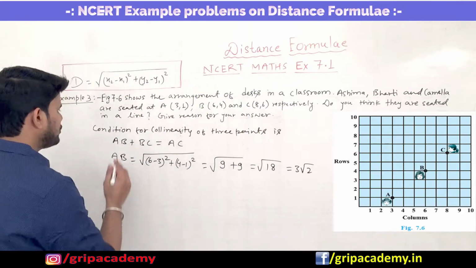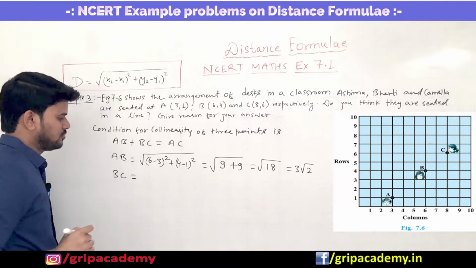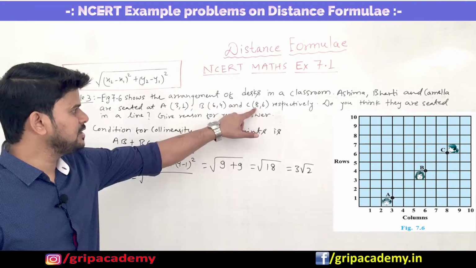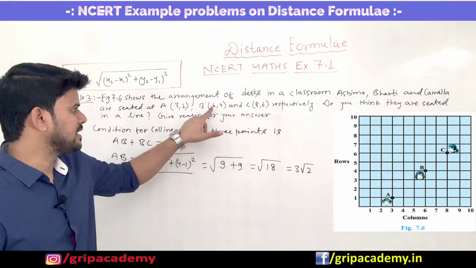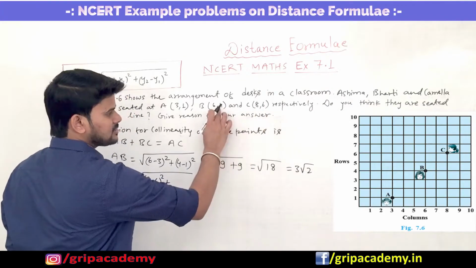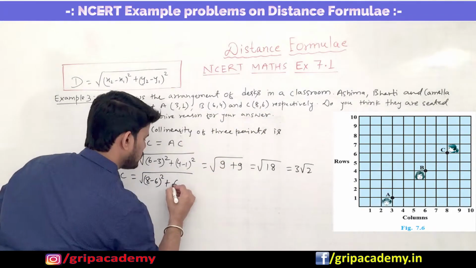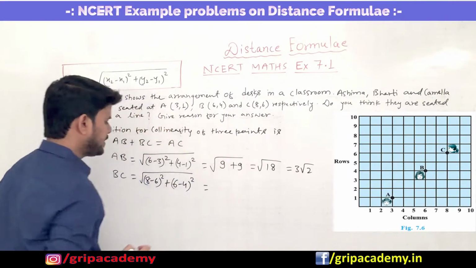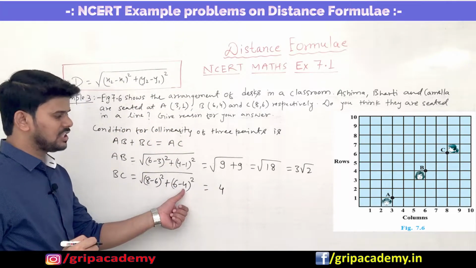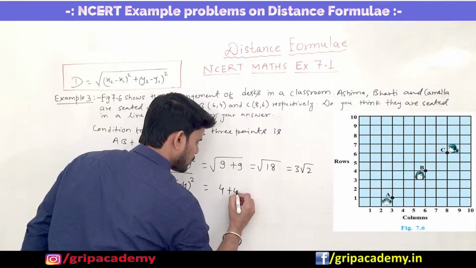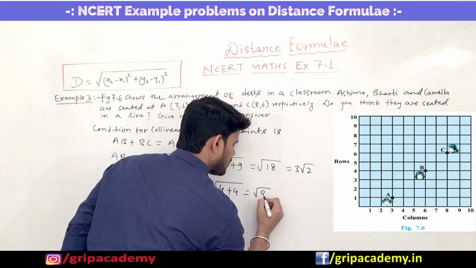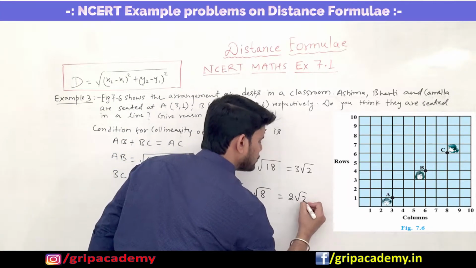Okay, now we will find BC. So BC equals under root of (x3 minus x2) whole square, that is (8 minus 6) whole square, plus (y3 minus y2) whole square, that is (6 minus 4) whole square. So how much will we get? 8 minus 6 is 2. 2 square is 4. And 6 minus 4 is 2. 2 square is 4. So 4 plus 4, that is root 8, or we can write it as 2 root 2.